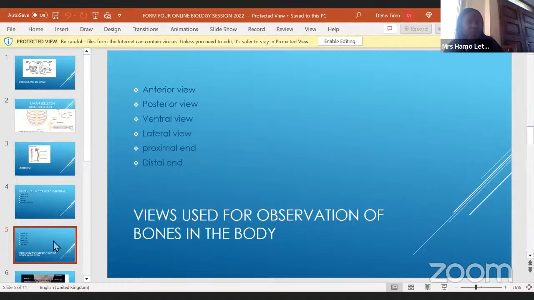Just as we referred to them as the proximal convoluted tubule and the distal convoluted tubule in the kidney nephron. When it is far, it is distal. When it is near, it is proximal. Those are the views which we look at.